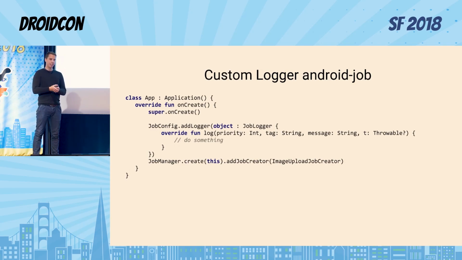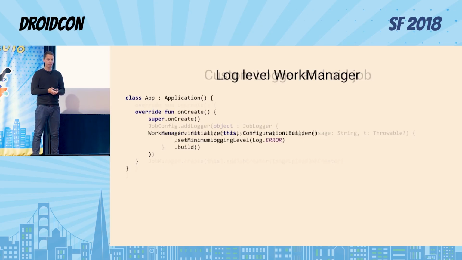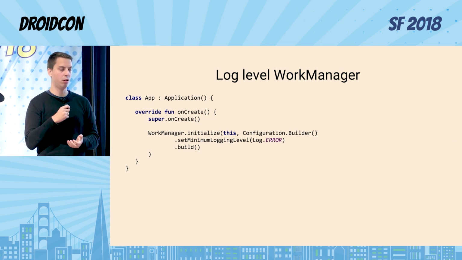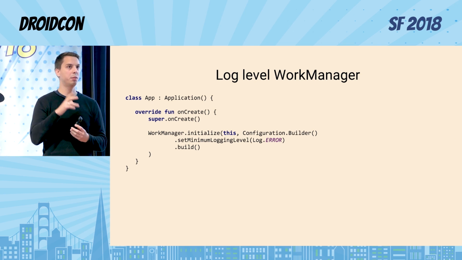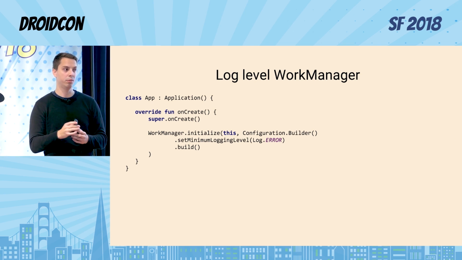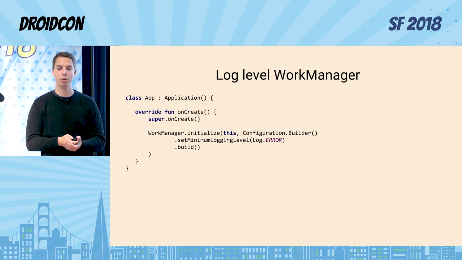If you want to add a custom logger, for example, if you want to send all the messages into your own log or write them to a file, you can do this with Android job. Just add this logger interface. WorkManager doesn't have this feature. You can only specify a logging level, but also then WorkManager is only sending the messages to Logcat. So if you want to integrate this with your own logging system, that's not working, unfortunately.